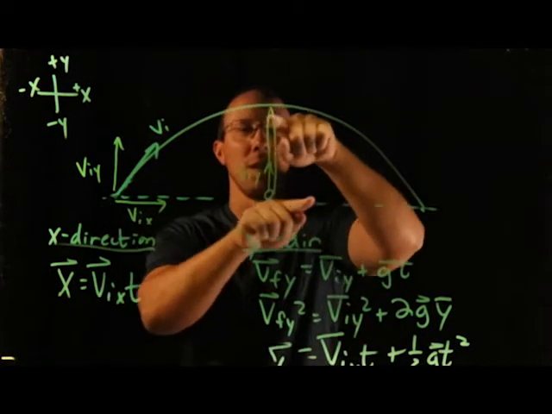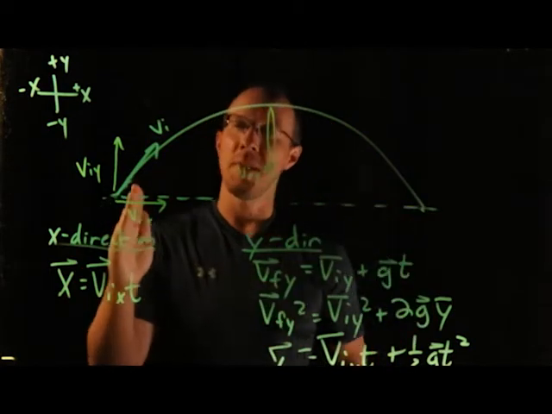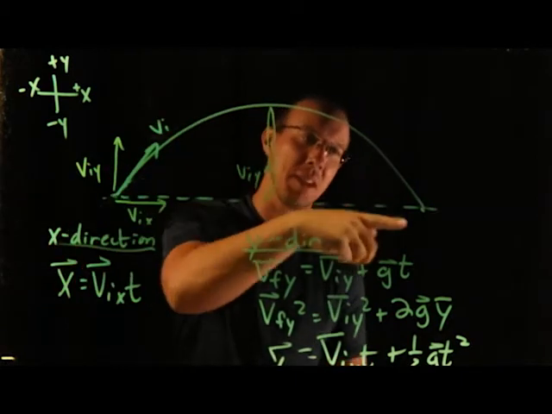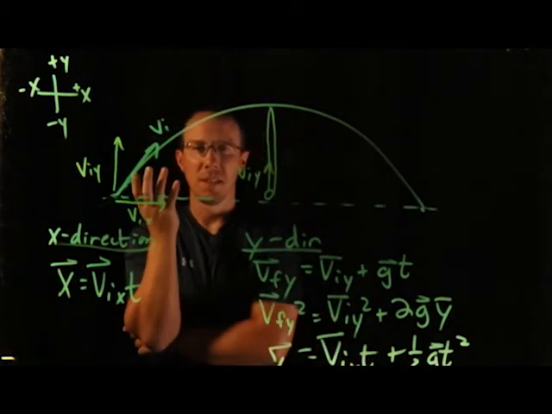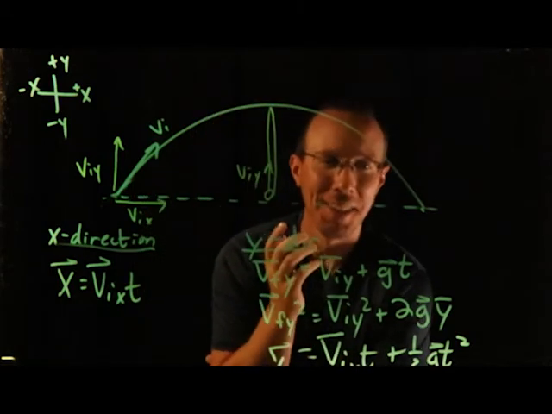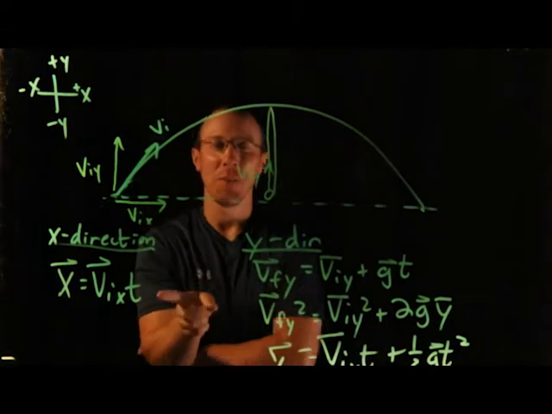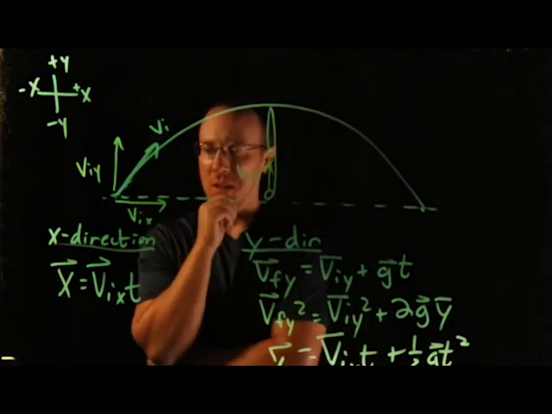So the time it takes the object to go up and down is the same amount of time it takes to go all the way across. All right? That's the only way that we could have time being on both sides, because they are the same.